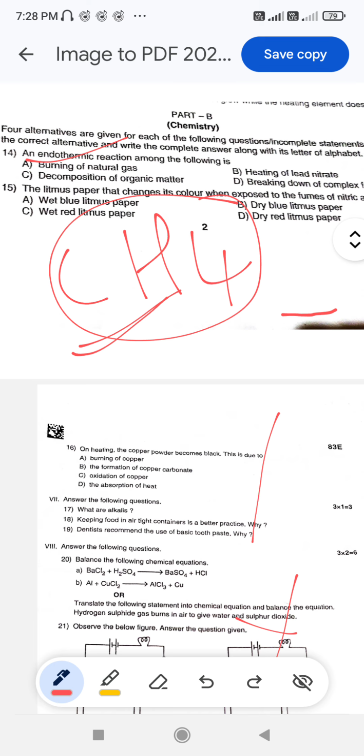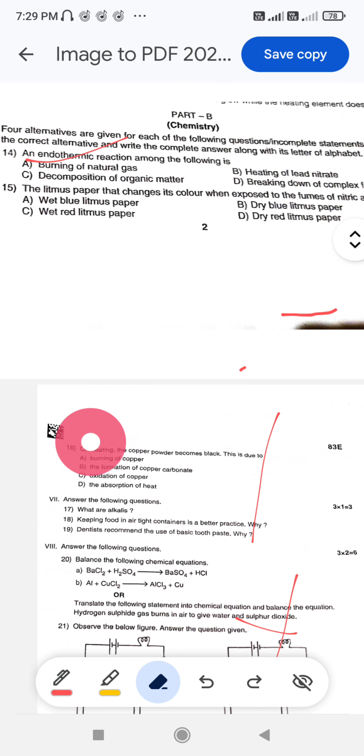Instead, it is called an exothermic reaction. What is an exothermic reaction? A reaction in which heat is released. Endothermic and exothermic are opposite of each other. Exothermic means energy is released, endothermic means heat is absorbed. Burning of natural gas releases energy, so it is an exothermic reaction, not an endothermic reaction.